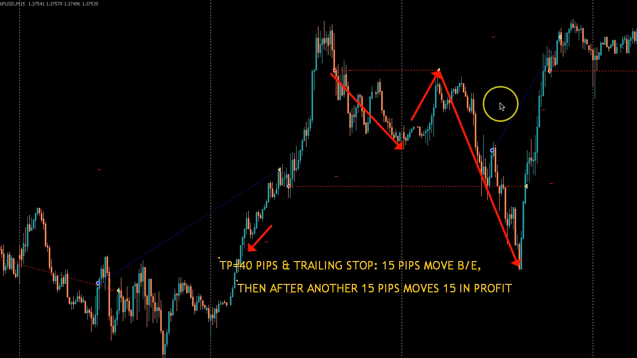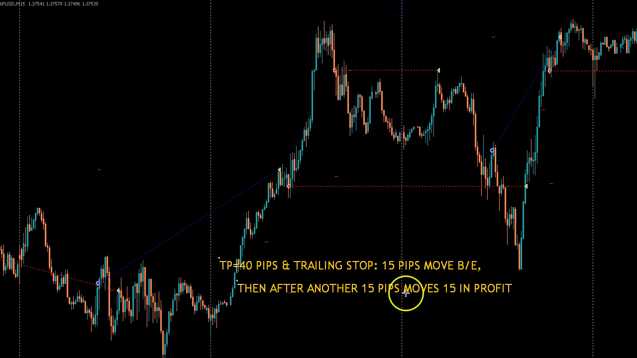So that's the benefit of having one and not having one. You miss out on some of them. Right over here, it moved down 15 pips, it moved me to break even, and then it snapped me out of that. So it never reached, and I didn't win on this one either, right?